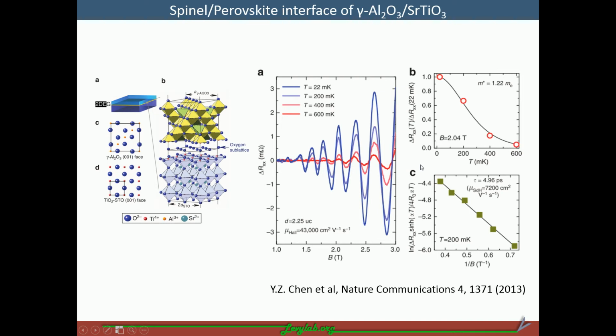And from the transport measurements, they found a quantum oscillation, which turns out to be SdH oscillation, or Shubnikov-de Haas oscillation. By analyzing those oscillations, they can extract mobilities around 7,000, which is quite high, because for typical oxide heterostructures, the typical mobility is 1,000.